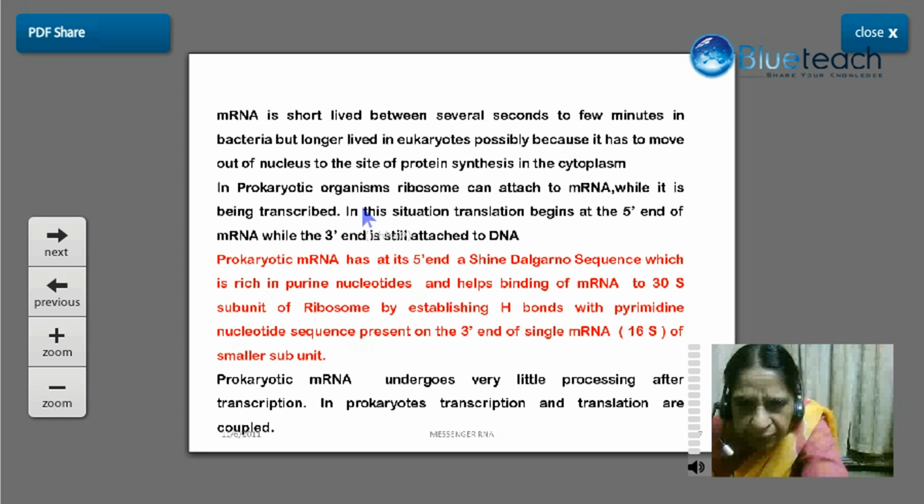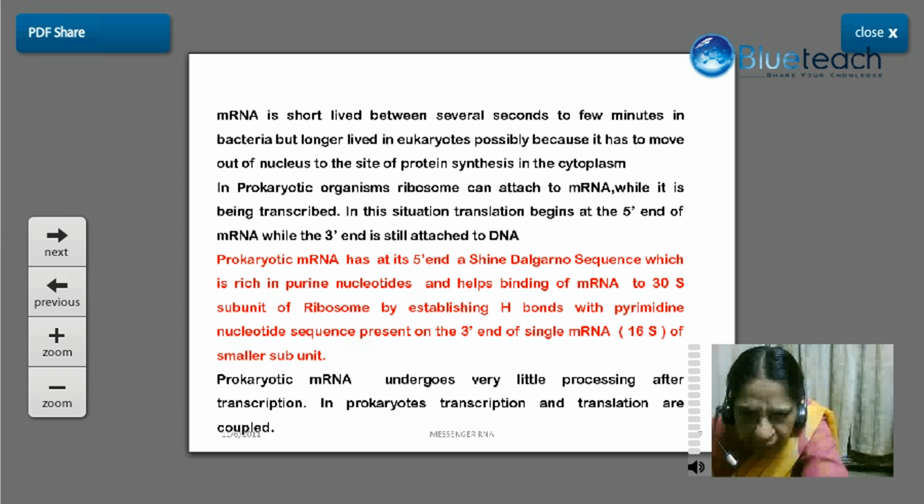In prokaryotic organisms, ribosome can attach to messenger RNA while it is being transcribed. In this situation, translation begins at the 5' end of messenger RNA, while the 3' end is still attached to DNA. Prokaryotic messenger RNA at its 5' end has a Shine-Dalgarno sequence, which is rich in purine nucleotides and helps binding of messenger RNA to the smaller subunit of ribosome by means of its single ribosomal RNA.